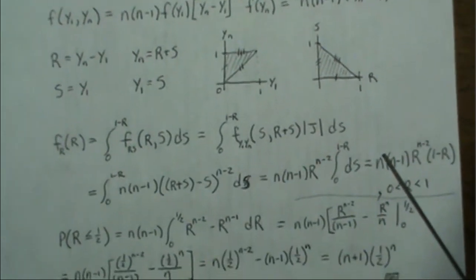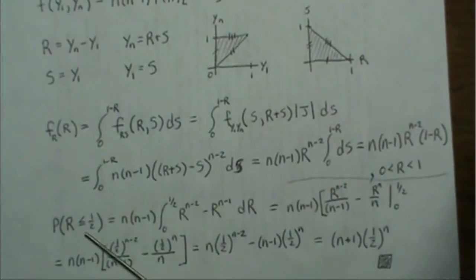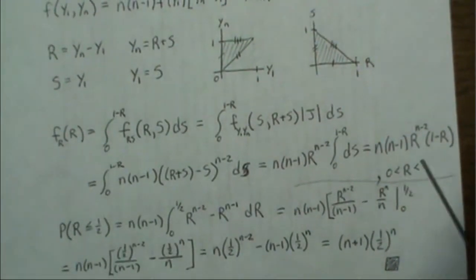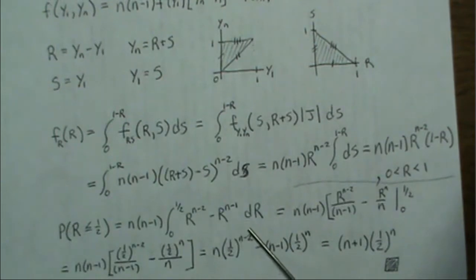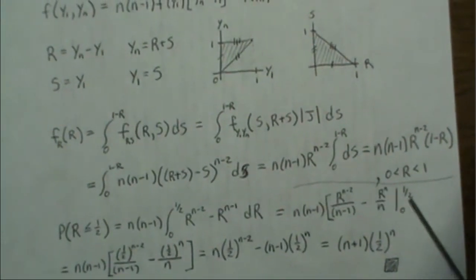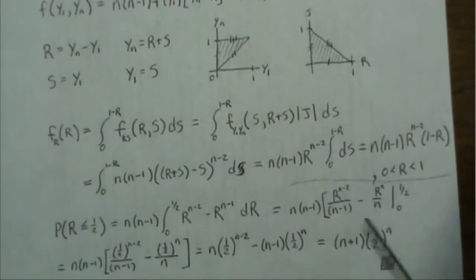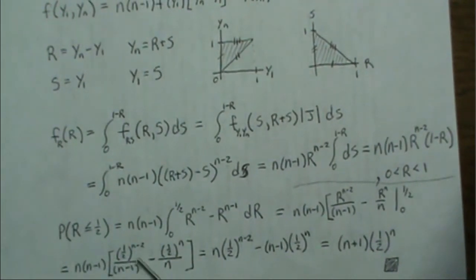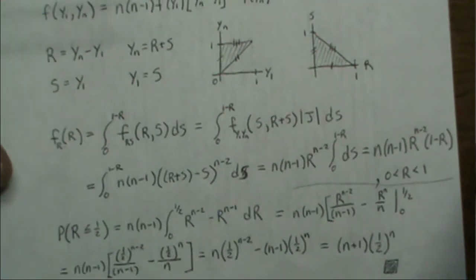Then we need to find the probability that R is less than a half. So we integrate the density we just found from 0 to a half. We get this, and we plug in our range. When it's 0, all that cancels, so just the 1/2 is relevant. We plug it in, simplify it, and we get n plus 1 times 1/2 to the n.